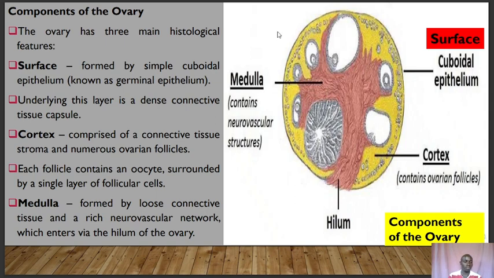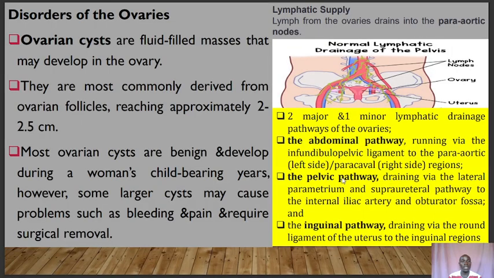Lastly, we have the medulla, and the medulla is formed by loose connective tissue and a rich neurovascular network, which enters via the hilum of the ovary. And those are the components of the ovary.